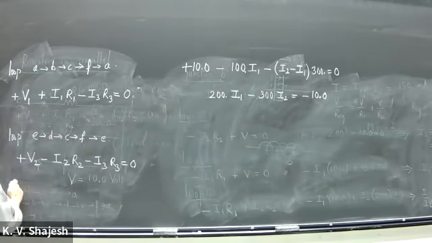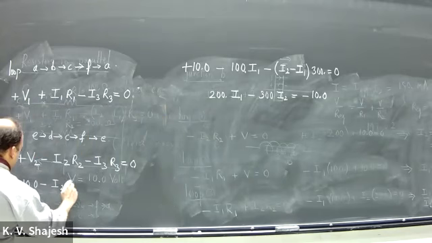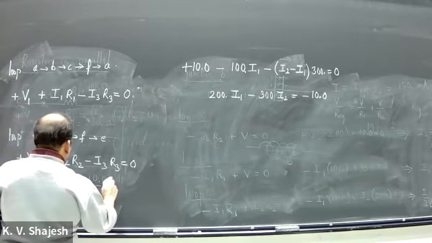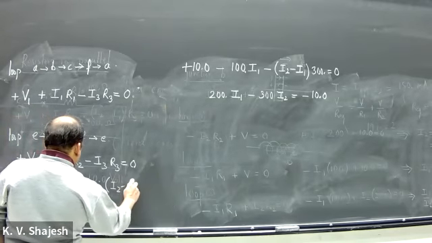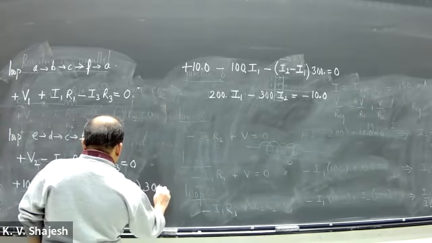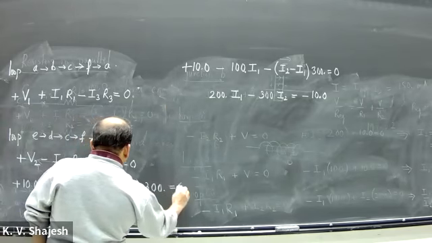Do the same thing for this. So that's plus 10, minus I2 times 200, minus I2 minus I1 times 300 is equal to 0.